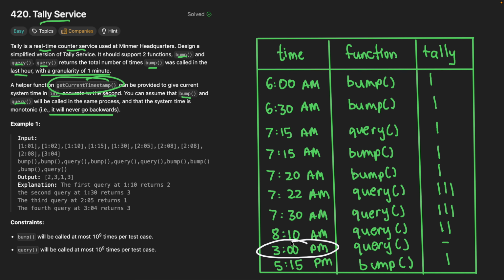At 3 p.m., many hours later, we also query, but obviously there's nothing between 2 p.m. and 3 p.m. Therefore, we'd realistically return 0. And lastly, at 5:15 p.m., we end the day with a bump, therefore we tally. Alright, so overall, not so bad.